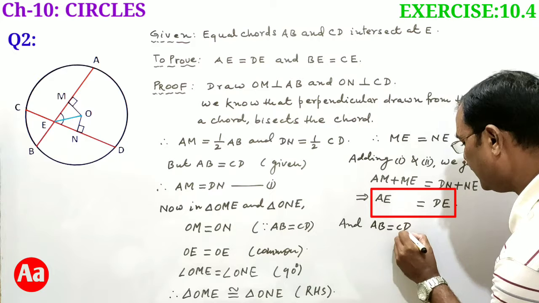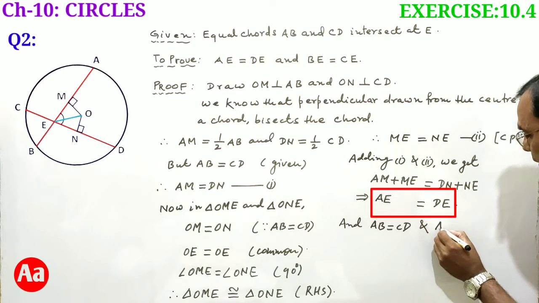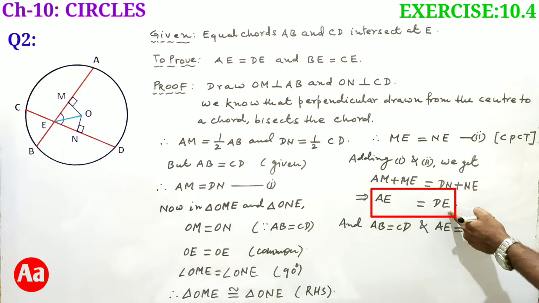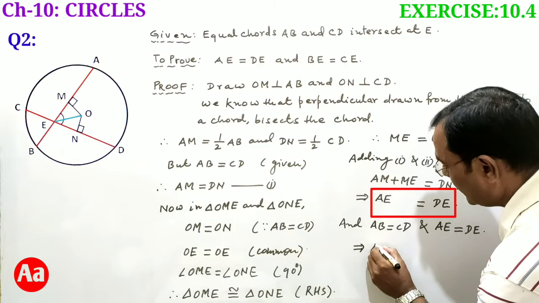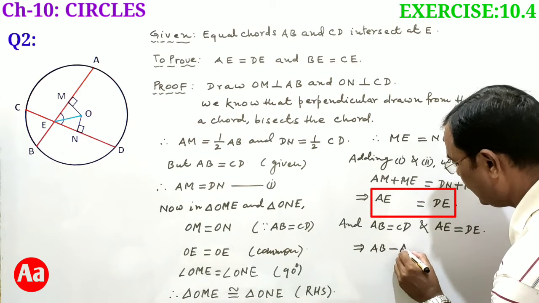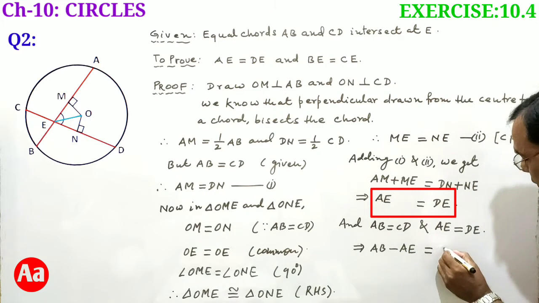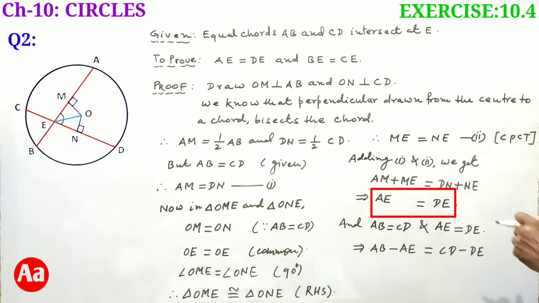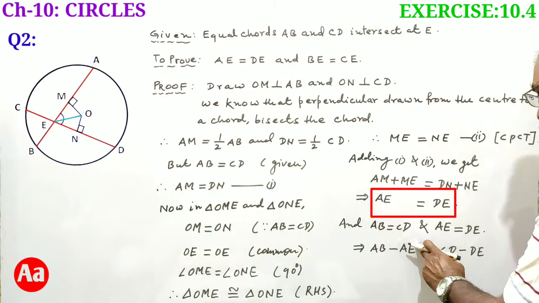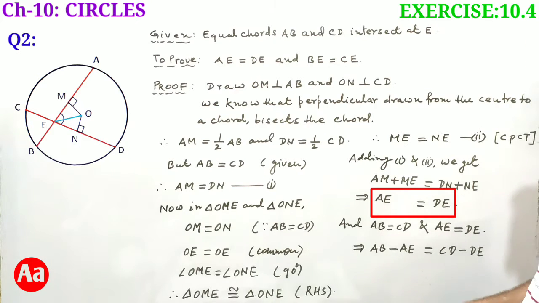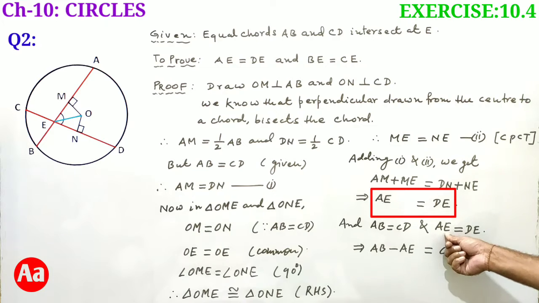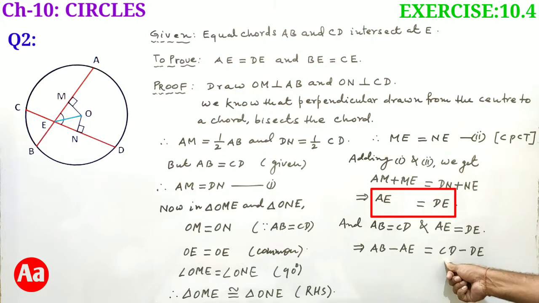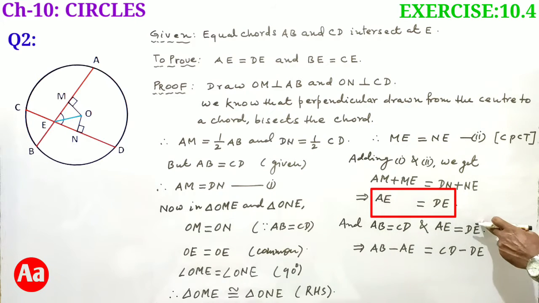AB is equal to CD and AE equal to DE, we have already proved here. So this implies that AB minus AE equal to CD minus DE, because if equals are subtracted from equals, then remainders are equal. So AB equal to CD and AE we have proved equal to DE. So AB minus AE equal to CD minus DE.